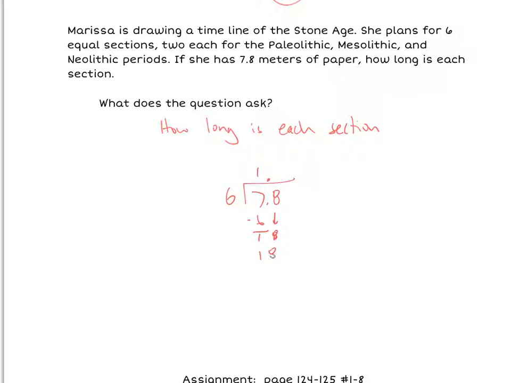1.3. Each section is 1.3 long. We give an exact answer. Okay?